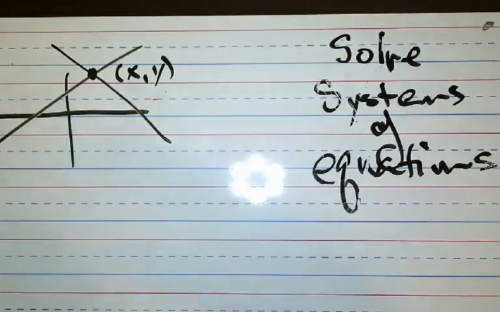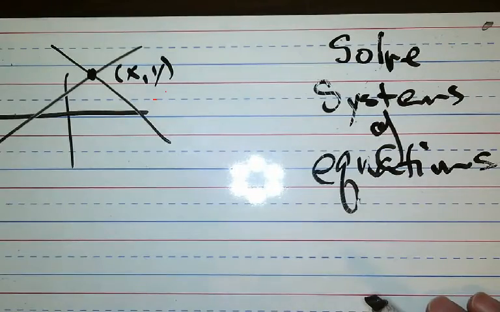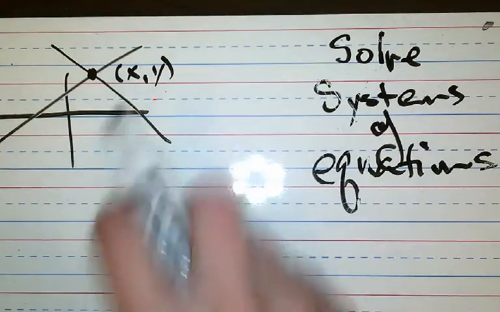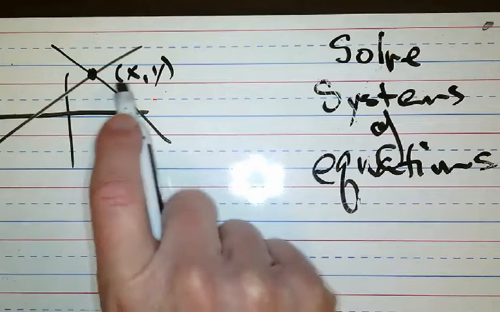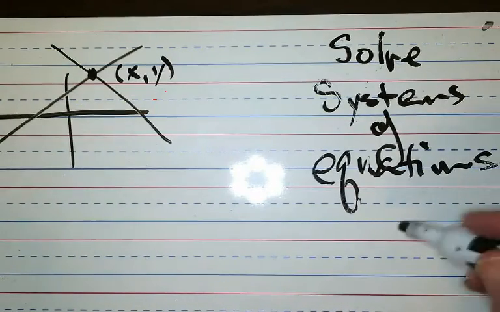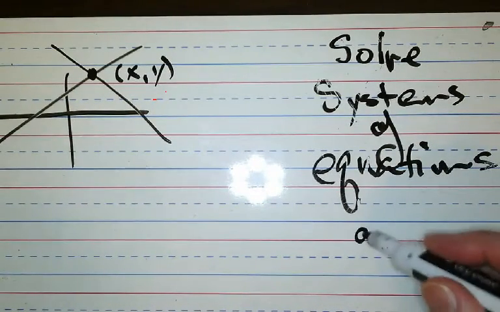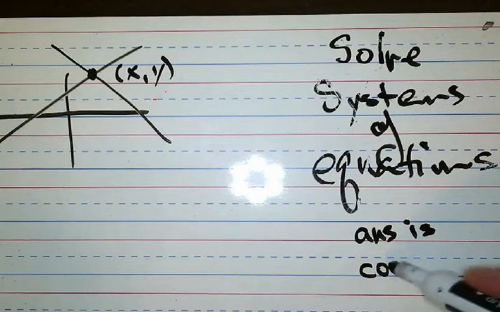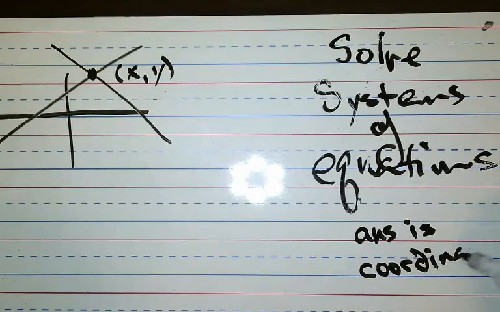They can be positive, they can be negative, they can be fractions, they can be decimals, right? The place where the lines cross. You have to have x comma y. You have to find the coordinate. So the answer is the coordinate. Coordinate, right? X, Y. Whatever the place is where they cross.